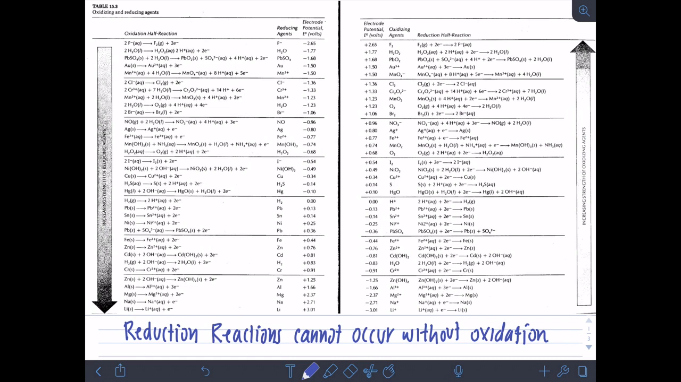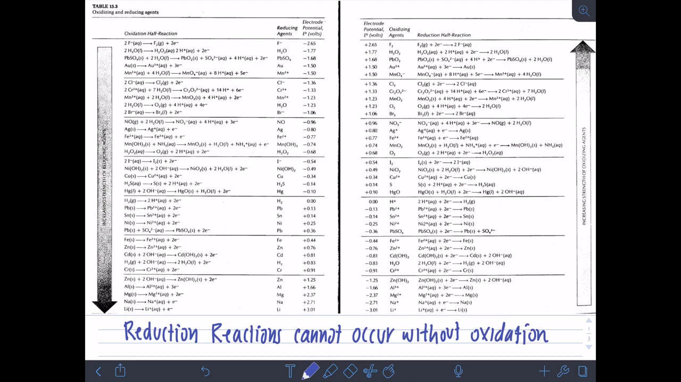They must be combined into one full reaction in order for there to be oxidation and reduction. Oxidation and reduction reactions happen simultaneously. So in order to have reduction, you must have oxidation. And the benefit of this is that it shows you how the electrons are moving. There's a lot of information on this sheet, so let's go over a few of the pieces of information that are important.